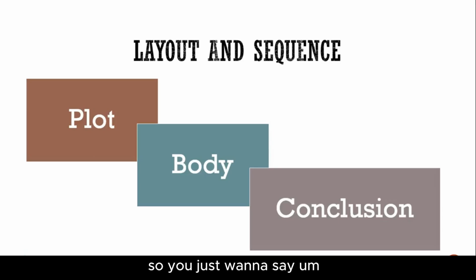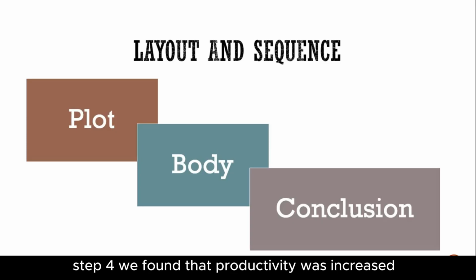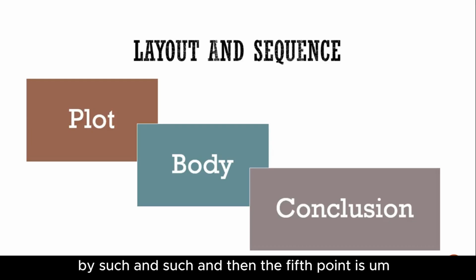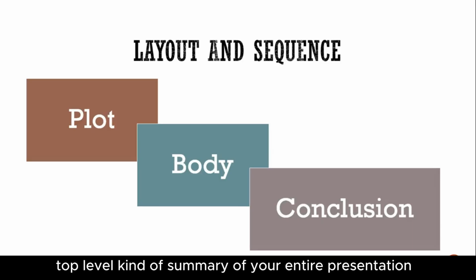So you just want to say, we had a lot of problems with the data that we were struggling with. Point two, we propose a new software that is cheaper and more efficient. Point three, such and such is going to be involved in the implementation. Step four, we found that productivity was increased by such and such. And then the fifth point is next steps involve meetings with key stakeholders. Okay? Very, very top level kind of summary of your entire presentation.